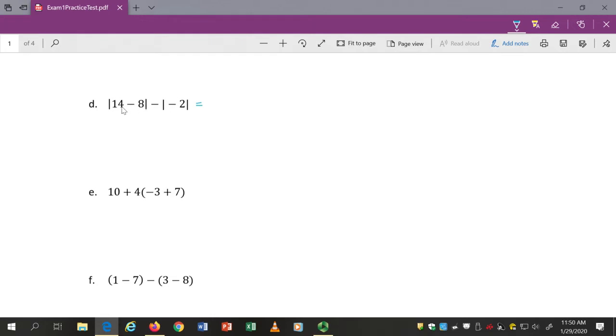So this one, we've got what? 14 minus 8 is 6? I don't know why that was so hard for me. And then what you need to do is evaluate the absolute values, but the subtraction is going to stay there. So the absolute value of 6, well, it's positive. It just stays positive. And then the absolute value of negative 2 becomes 2.